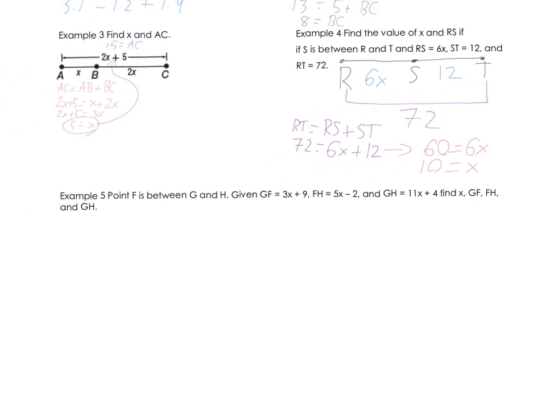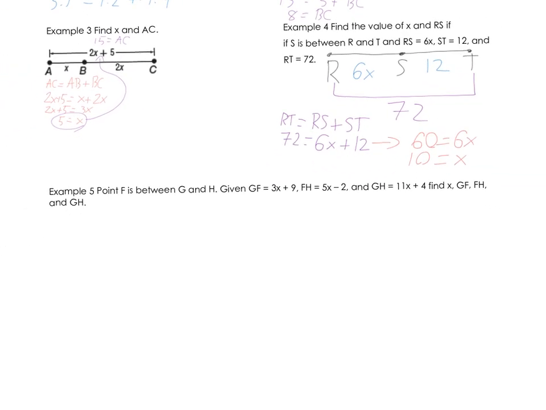Example 5. Point F is between G and H, given that GF is equal to 3x plus 9, FH is equal to 5x minus 2, and GH is equal to 11x plus 4. Find x, GF, FH, and GH. All right, so once more, we don't have a drawing, so we're going to make our own. Let's see, we've got F is between G and H, so here's H, here's our G, and here's our F.